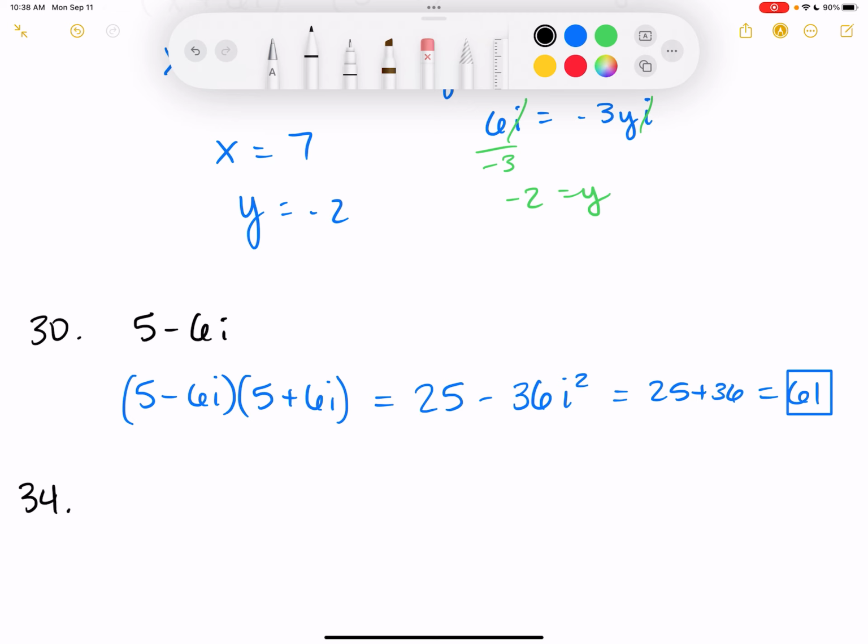So number 34: i over 2 minus i. I don't like i's in the bottom, so that's the problem. So what am I going to multiply this one by? Plus i over 2 plus i. Yep.